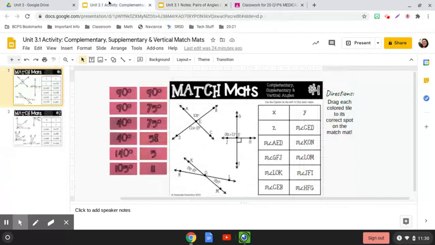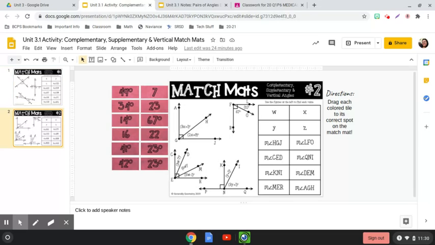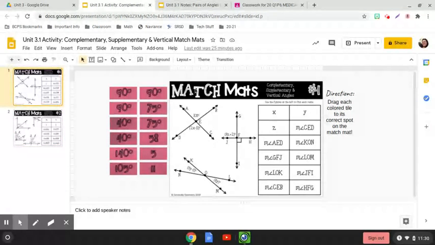You will find posted the Unit 3.1 activity, and we're going to do these match mats. There are two slides. We're going to work through number one together, and then you will complete number two on your own. We're going to work on number one today, and these are going over complementary, supplementary, and vertical angles.